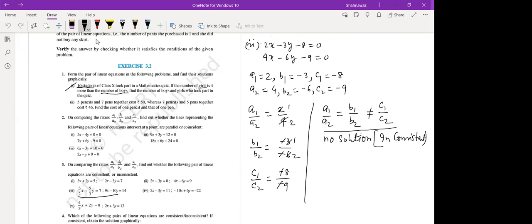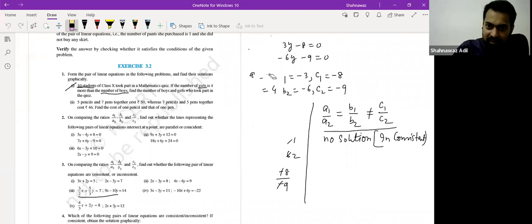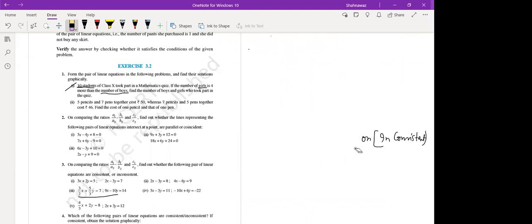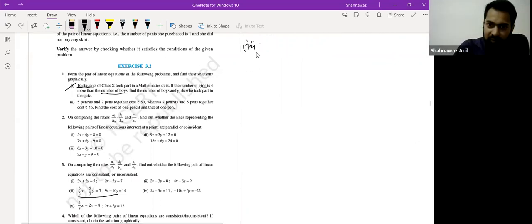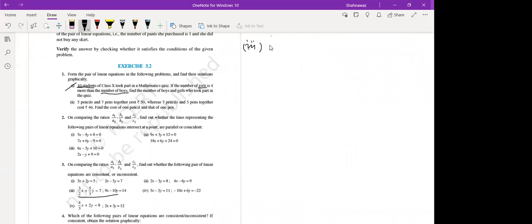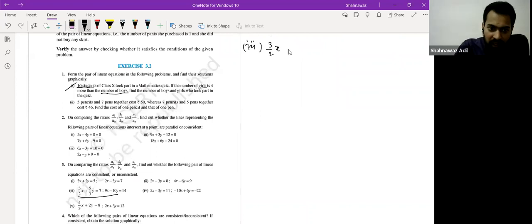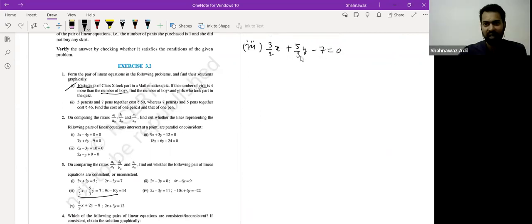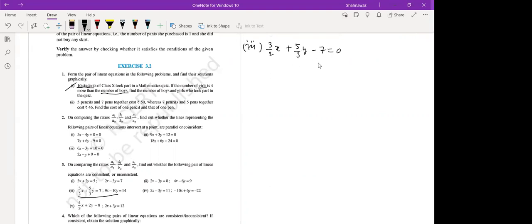So did you note it down? Yes, sir. Okay, third question, right? So what is 3y? It is 3x by 2 plus 5y by 3 minus 7. This is in the fraction form, so we will convert it to the non-fraction one.